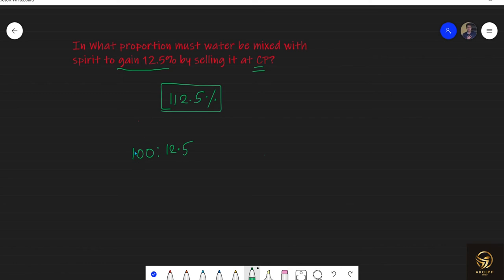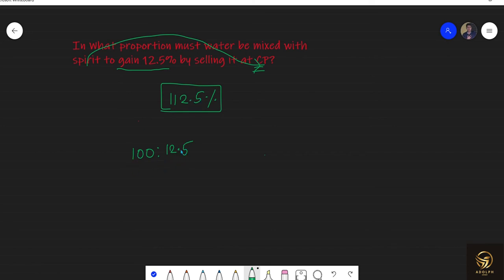I hope you understood why I used 100 here, and why I divided this 112.5 as 100 and 12.5. The reason is that the exact cost of the spirit is going to be the cost price. So the spirit is at the cost price. Cost price will always be taken as 100. So 100 is the spirit, and the remaining is the water.